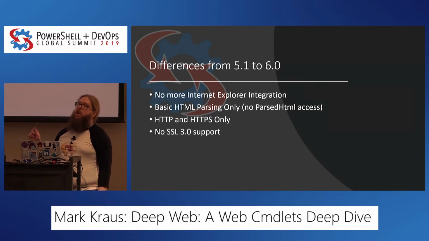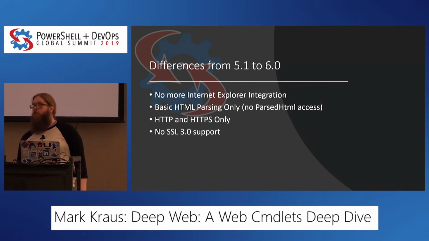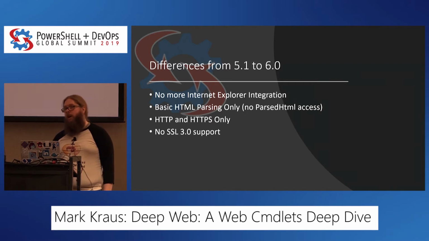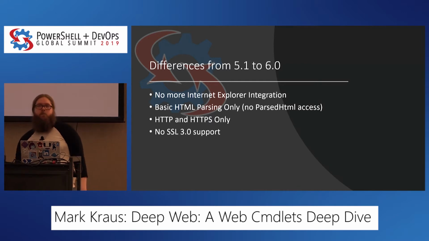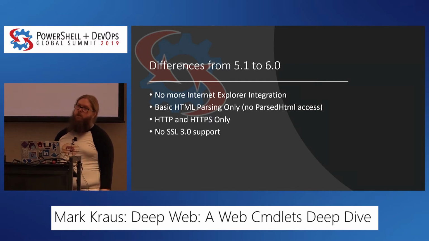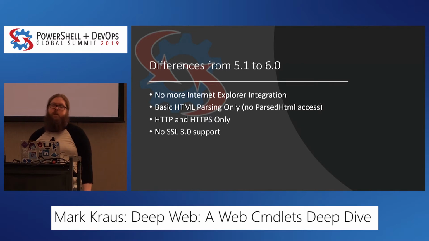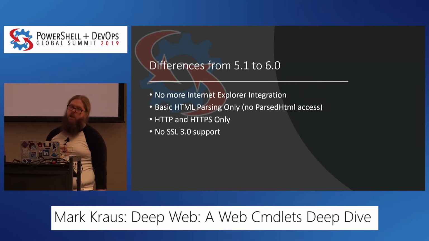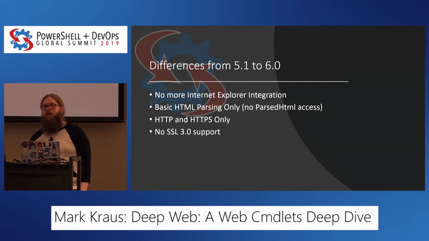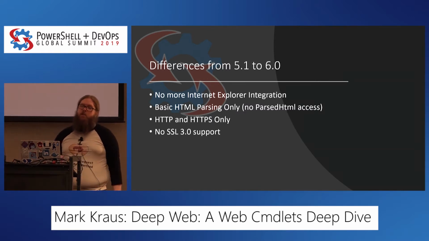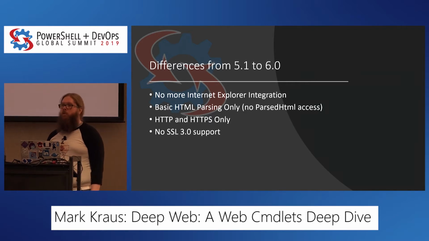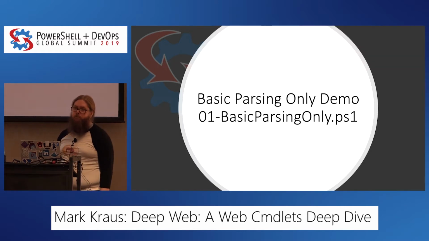Also, cmdlets in 6.0 will only support HTTP and HTTPS. I don't know if you knew this, but in 5.1 and older, you could pass in a file URL or an FTP URL and actually use that. We switched to the HttpClient. It only supports HTTP and HTTPS protocols, so you can't actually use FTP or file anymore. Also, no more SSL 3.0 support, so if you've got that still out there, shame on you, but it is no longer supported, and that's more of a .NET Core thing and not a PowerShell thing. We just have to live with it because that's what .NET Core decided.